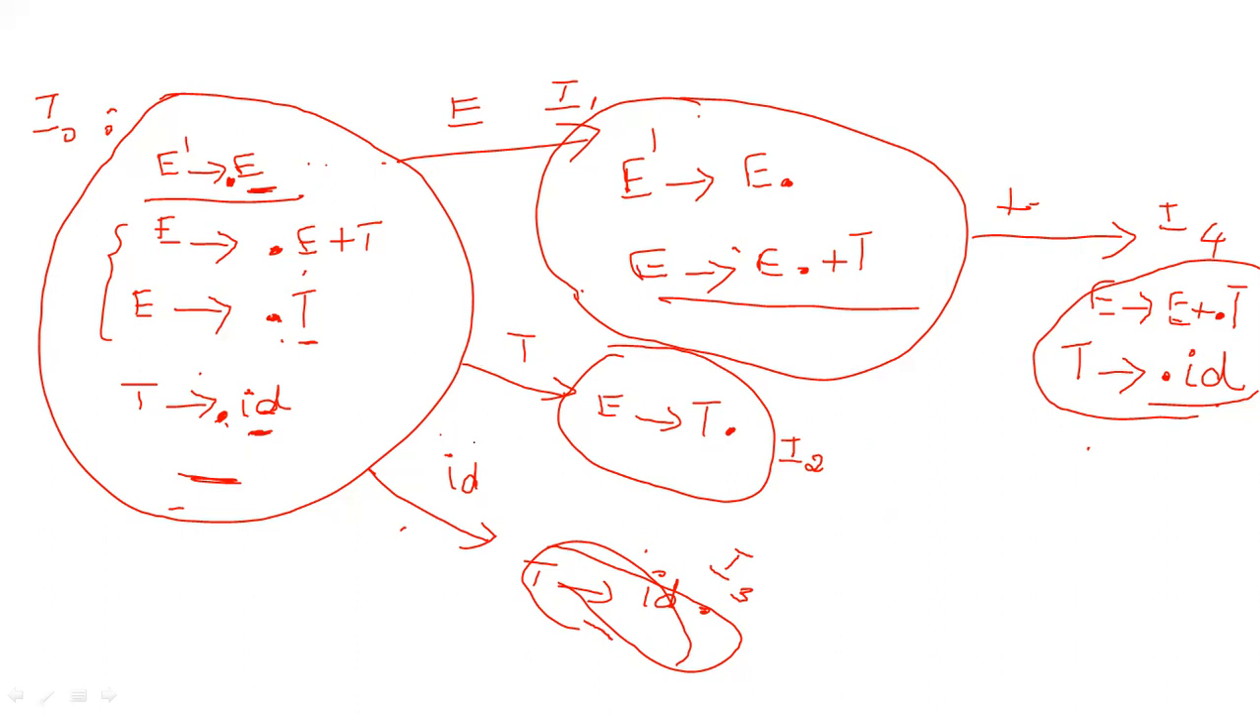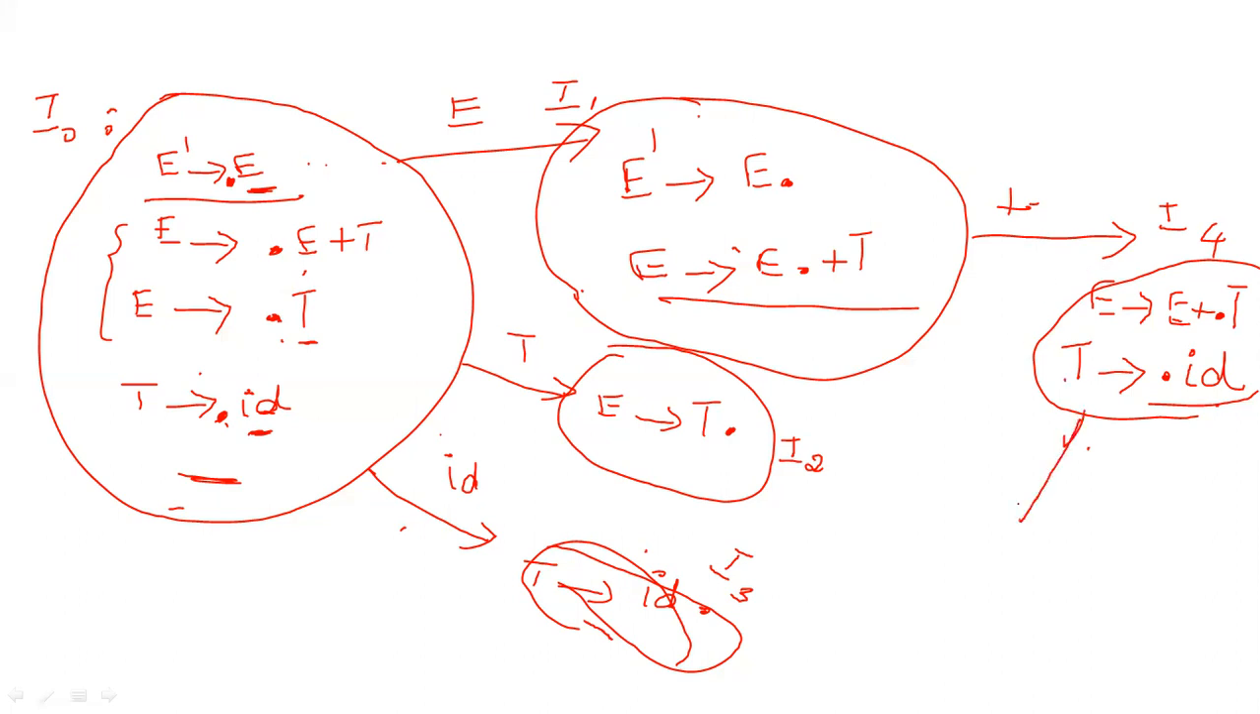Then observe the set I2. I2 has only one production, E implies T dot. There are no more symbols after the dot, so leave it. I2 has been completed. Then observe I3. I3 consists of only one production, T implies ID dot. It has also been completed. Leave it. Now we have only one set of items in hand, that is I4.